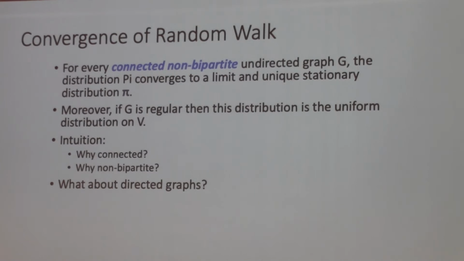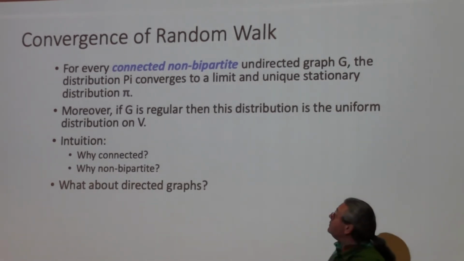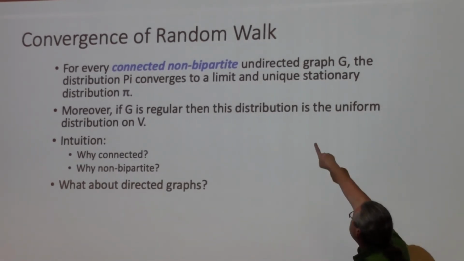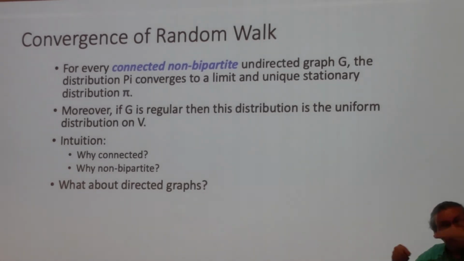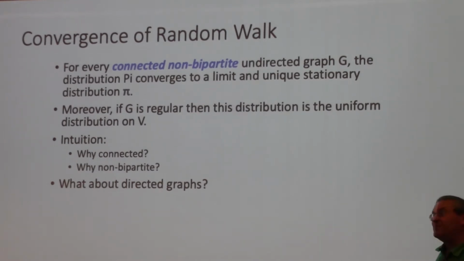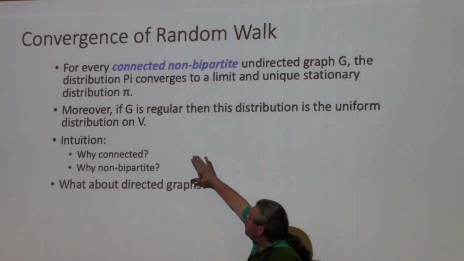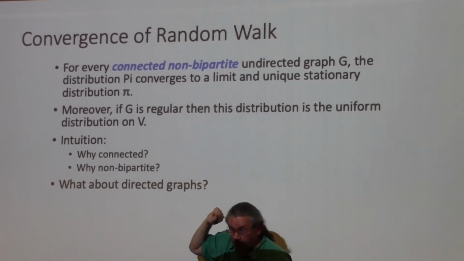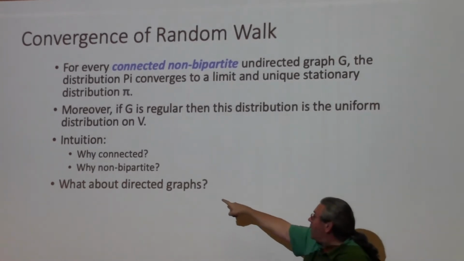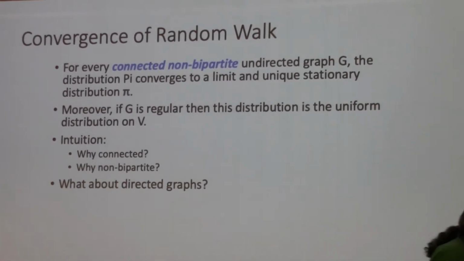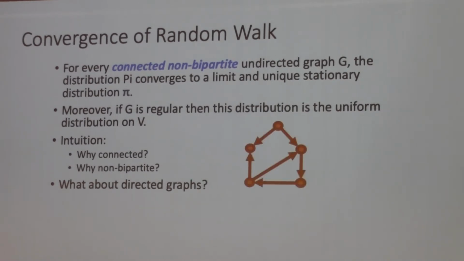Okay, you see that? So that's why it has to be connected and non-bipartite, because you want it to be unique, and it has to have a limit. There has to be some limit that's not oscillating, and it has to be one thing and not two possibilities. Okay, so that gives you this intuition for undirected graphs. What about directed graphs? Let me give you some intuition on that.